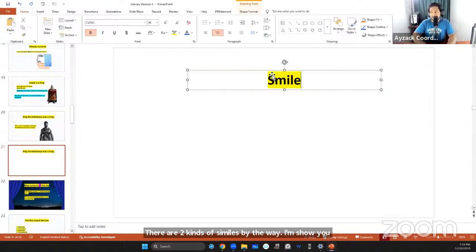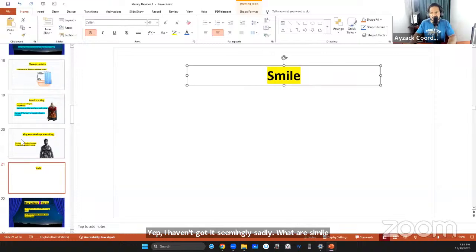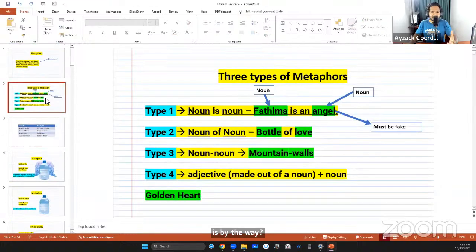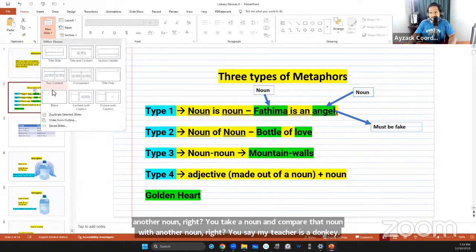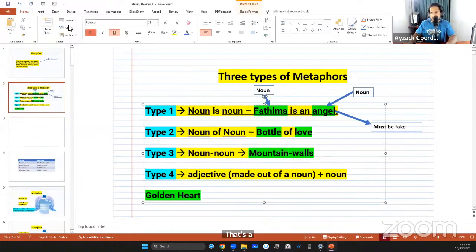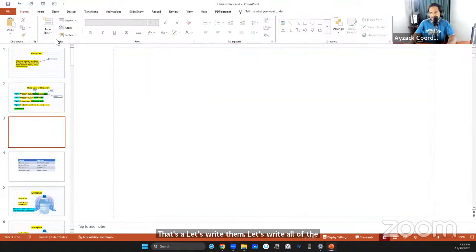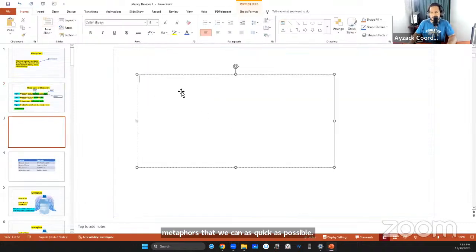What are similes, by the way? Similes are indirect comparisons, Nangis. So you guys know what metaphors are. There are four kinds of metaphors. It's when you take a noun and compare that noun with another noun, right? You say my teacher is a donkey. That's a metaphor. You say my brother is a monkey. That's a metaphor. You say my grandmother is a broken radio. Let's write all of the metaphors that we can as quick as possible. That's how we work hard, baby, in this class. It's not about spending 2 hours talking about literature. It's about actually getting work done.